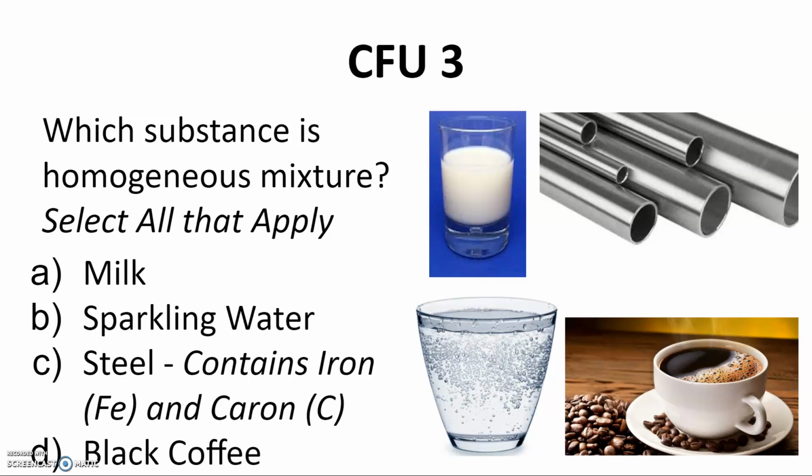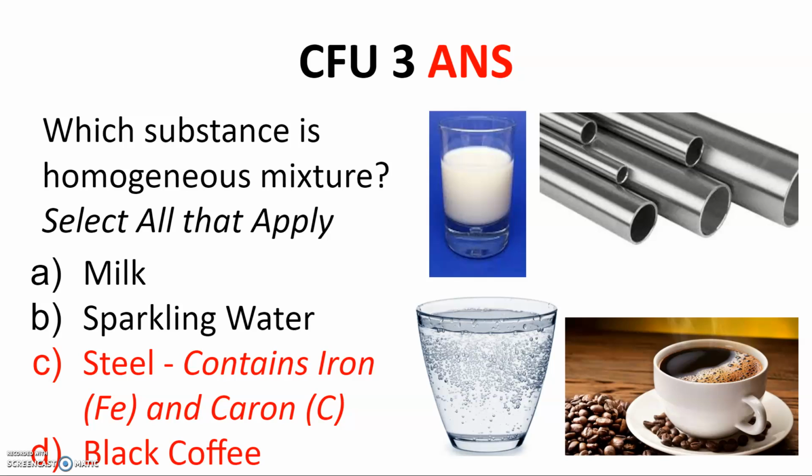All right, try this CFU. Which substance is a homogeneous mixture? Select all that apply. Pause the video now. When you press play again, the answer will be revealed. All right, the answer would be steel and black coffee. Both of those are homogeneous mixtures. They look the same to our naked eye or under a microscope.